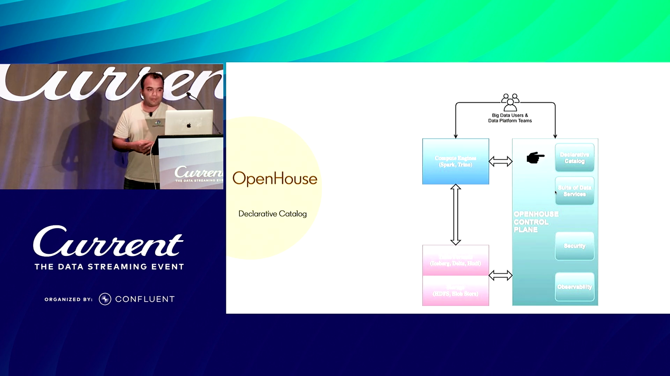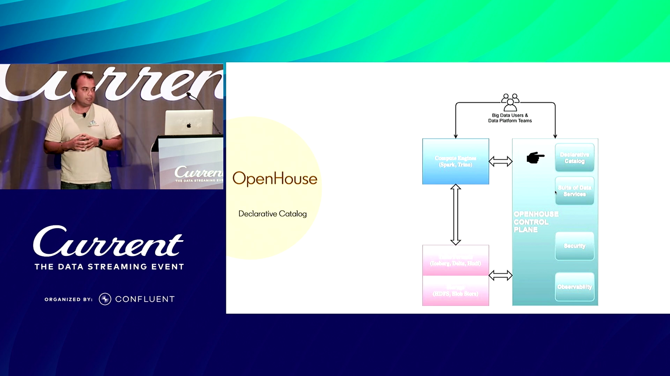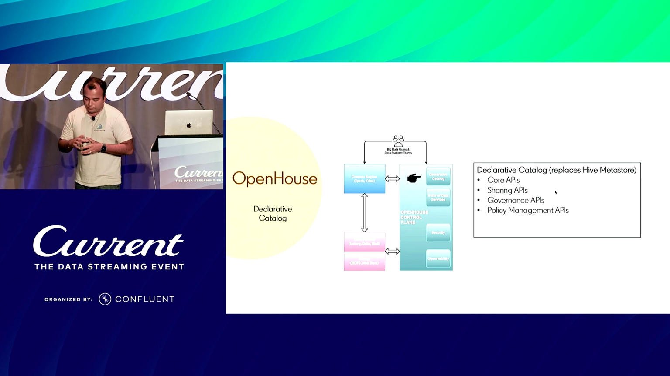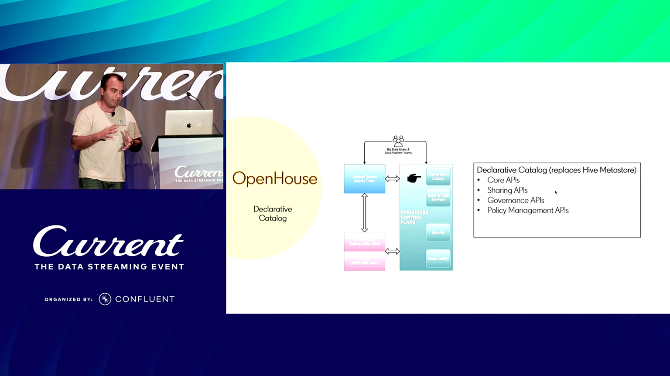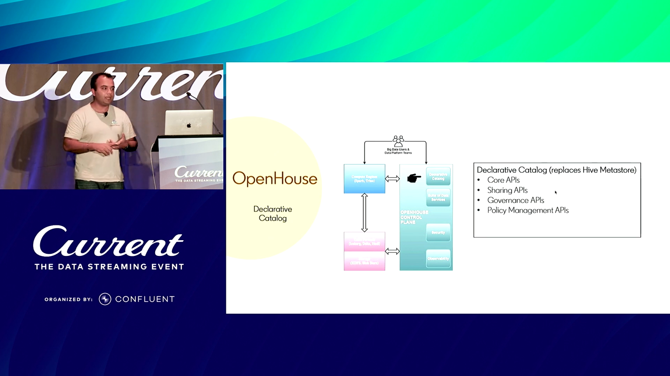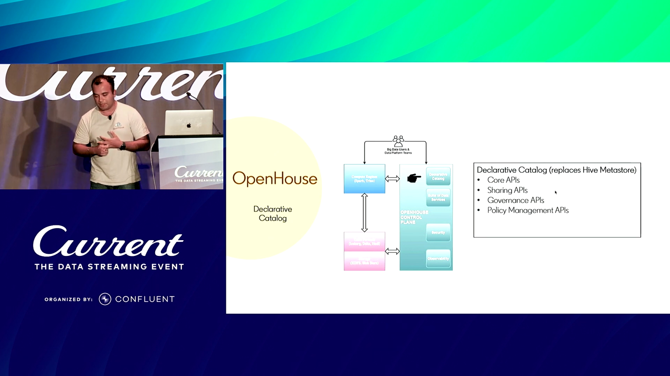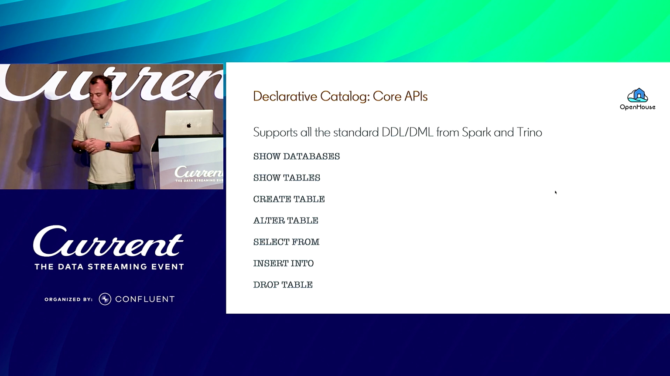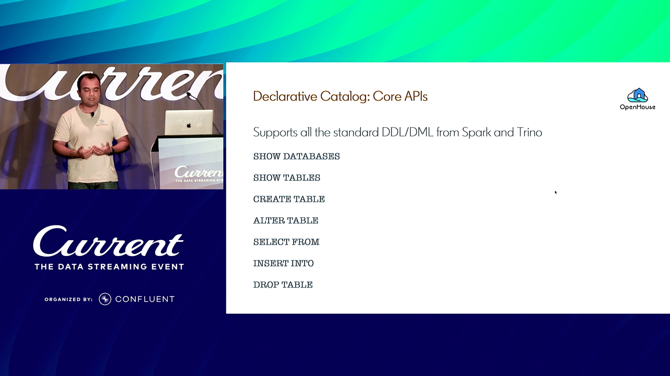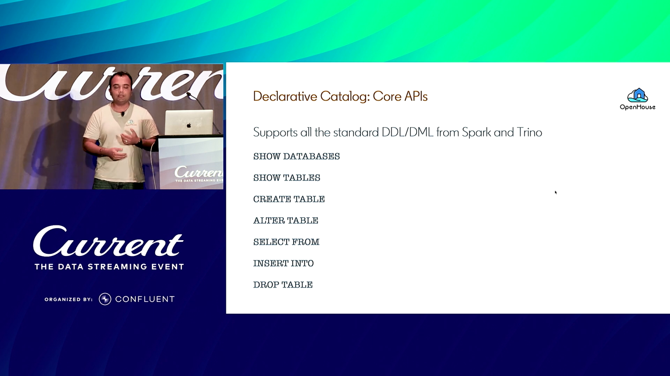Now we'll start diving into each of the building blocks of the control plane. The declarative catalog to start with. So the declarative catalog part of the OpenHouse control plane is essentially replacing Hive Metastore at LinkedIn. It exposes 4 different kinds of APIs: core API, sharing, governance, and policy management APIs. The core APIs are on par with what Iceberg's REST catalog provides.